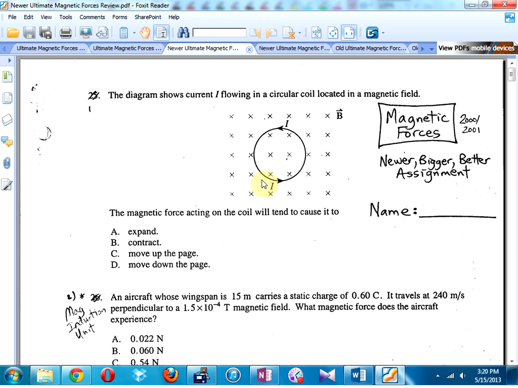What about right there? The charge is moving up the page. It's going to get pushed to the left. What about right here? Charge moving down. It's going to get pushed. You know what? Everything's going to get pushed inwards. It would contract.